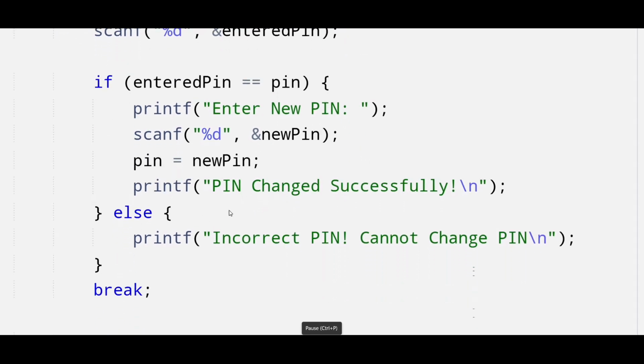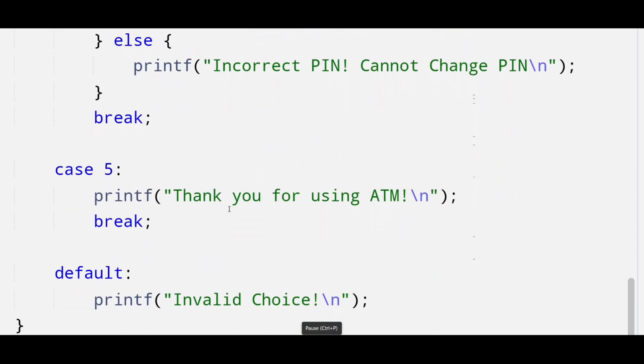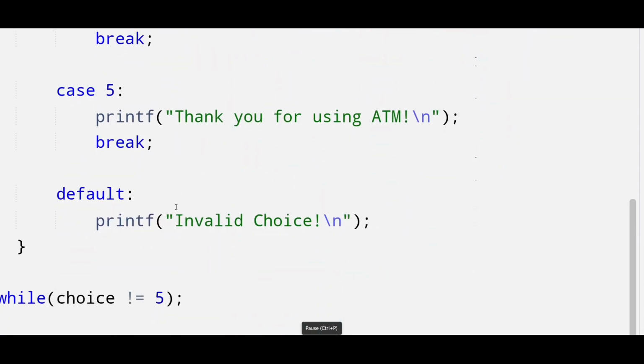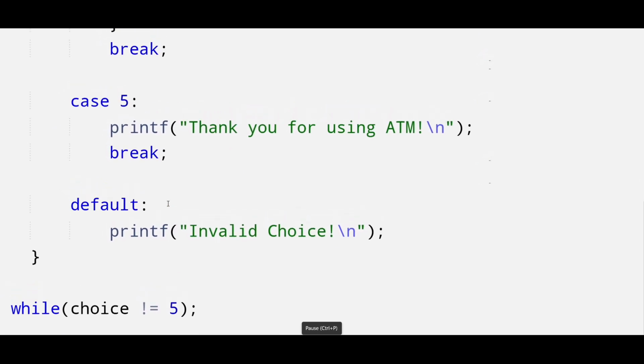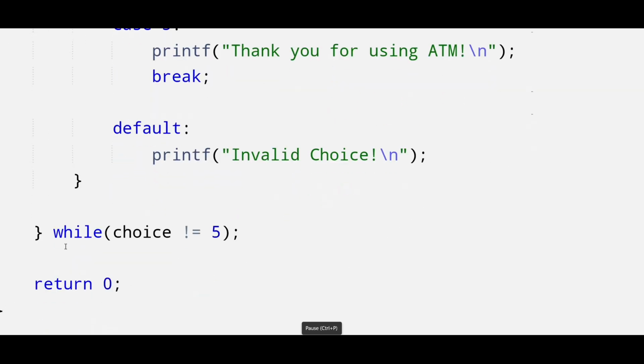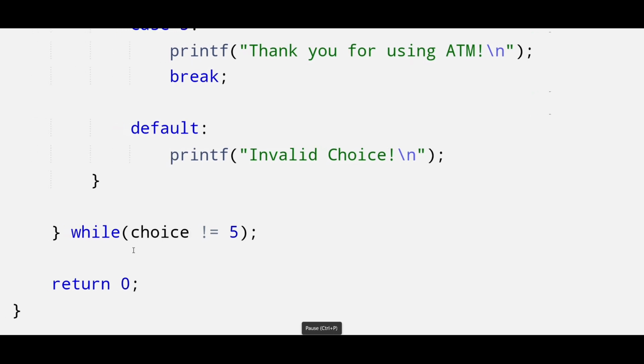Move to case 5. This option is used to exit the ATM program. If user enters wrong option like 6 or 9, the program shows invalid choice. By using while condition, ATM will show menu again and again. If user enters wrong option, ATM menu will repeat until the user selects the exact option. So ATM machine works like this.